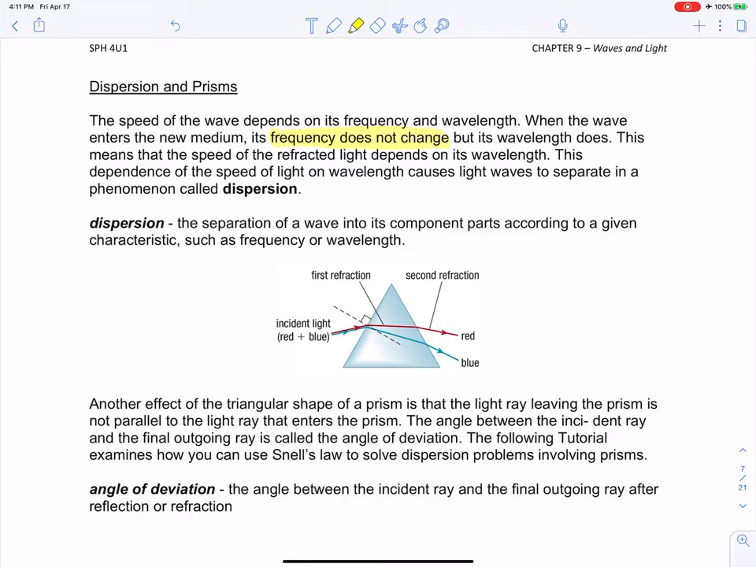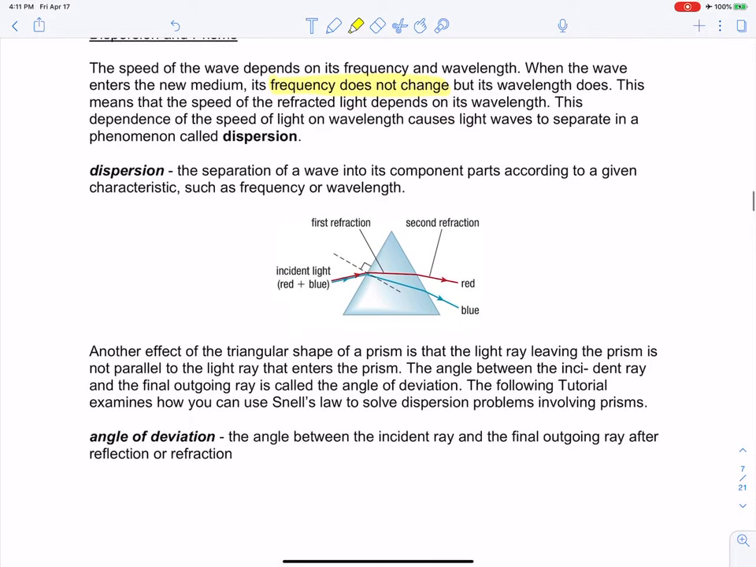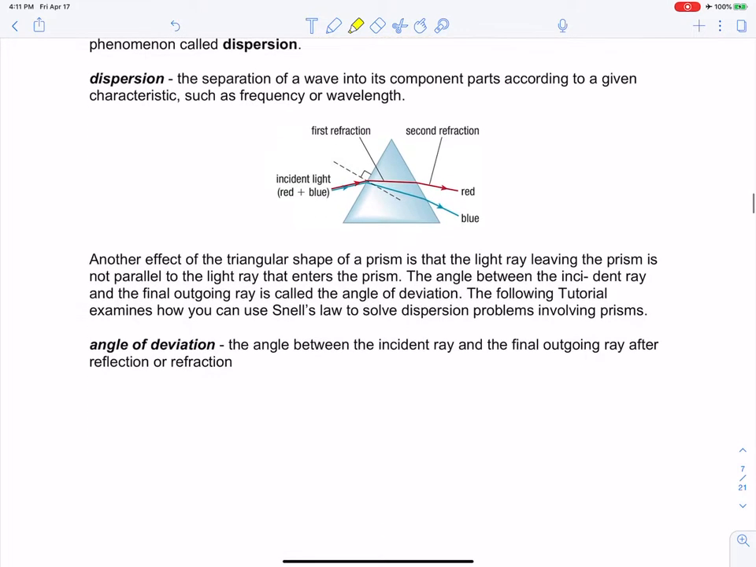Another effect of the triangular shape of a prism is that light rays leaving the prism are not parallel to the light waves that enter the prism. The angle between the incident ray and the final outgoing ray is called the angle of deviation. The following tutorial examines how you can use Snell's law to solve dispersion problems involving prisms. Before we begin, let's define the angle of deviation as the angle between the incident ray and the final outgoing ray after reflection or refraction.